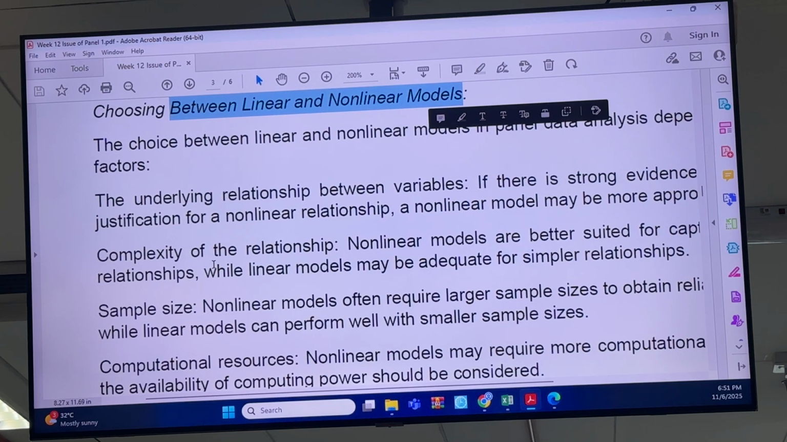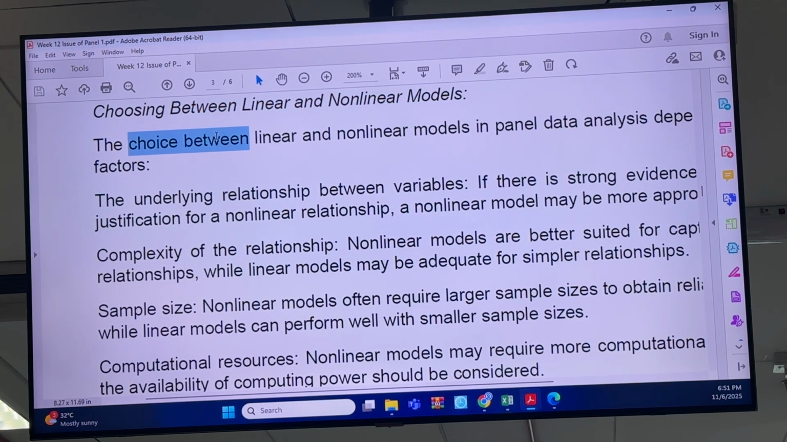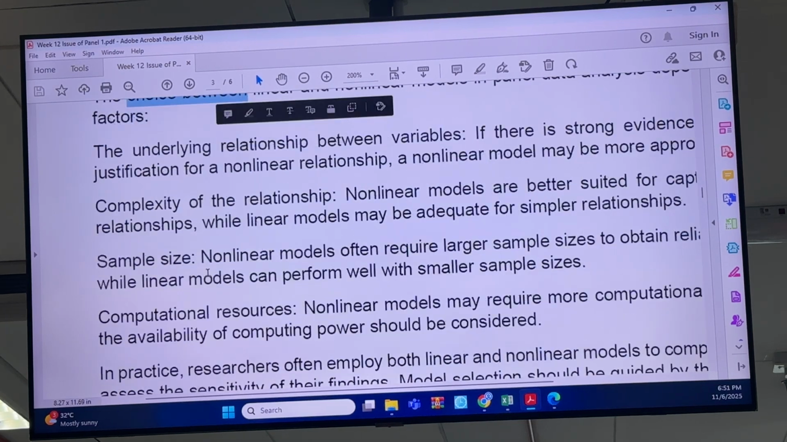But in fact, we have a test. We have to test whether the relationship between the variables of interest is linear or nonlinear. That is called a nonlinearity test, to see whether there really is a nonlinear relationship in your regression. We need to test it out. So that's what helps us choose between linear and nonlinear.